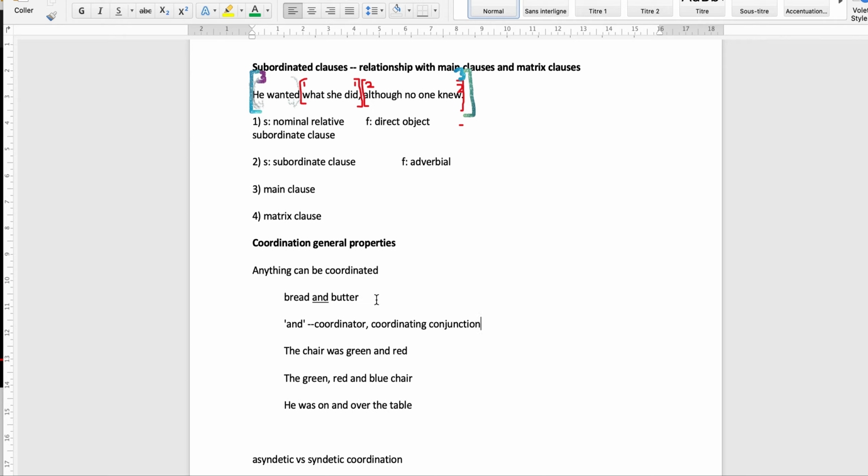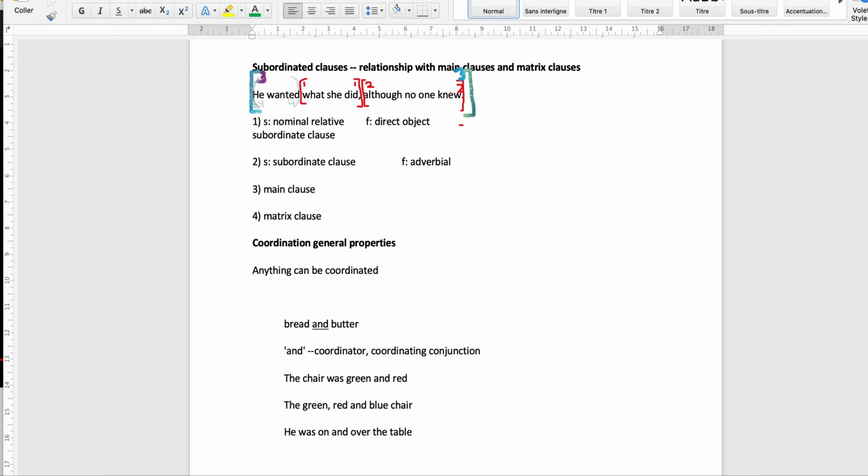Now here it's completely different. Here we have bread and butter. When we have a coordinator, it's more democratic. These two things are equal, right? Okay. We say anything can be coordinated, and I could say words are equal.